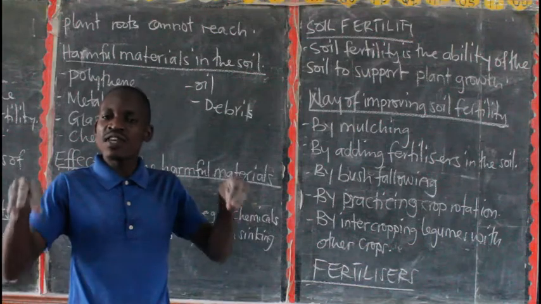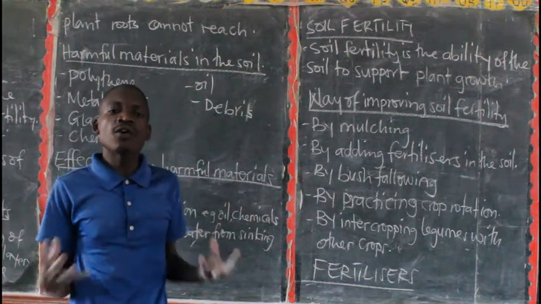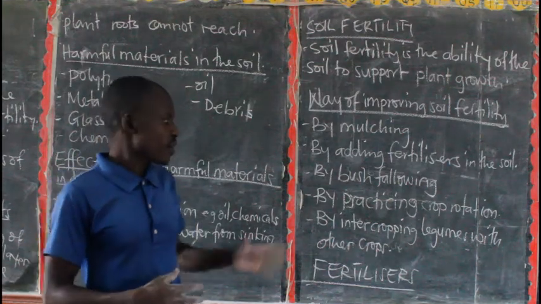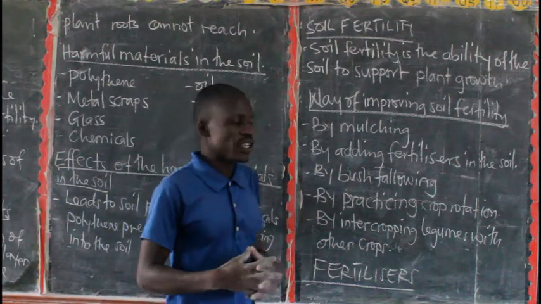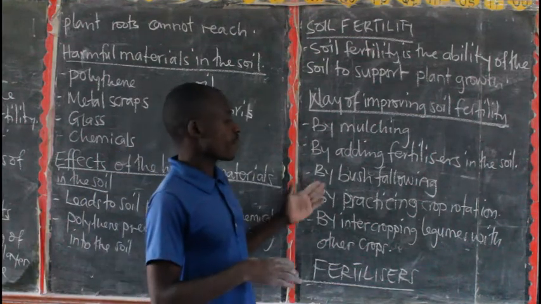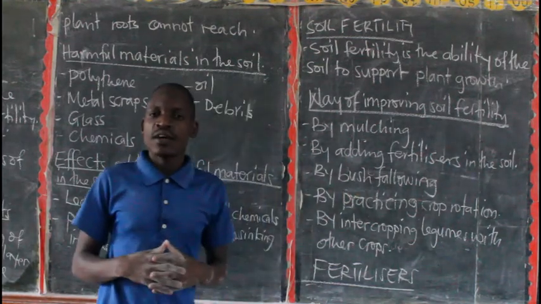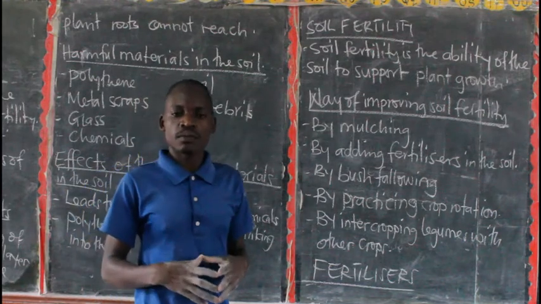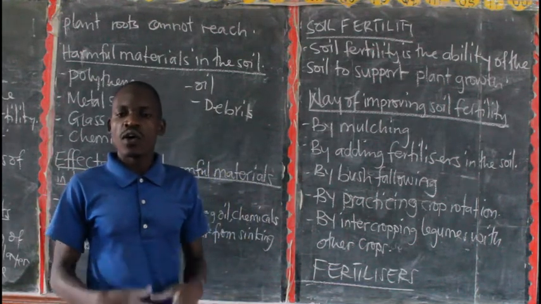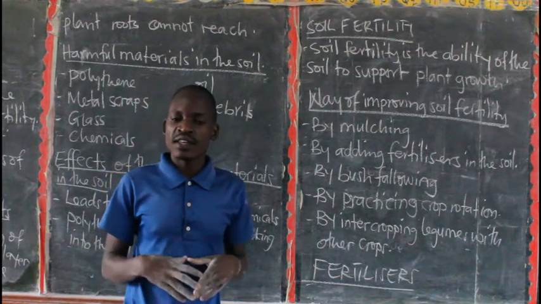The leaves from this vegetation that drops decompose and form humus, making the soil fertile. So bush fallowing is also very important in improving soil fertility. Then we have crop rotation. We looked at crop rotation, where you grow different crops on the same piece of land seasonally.